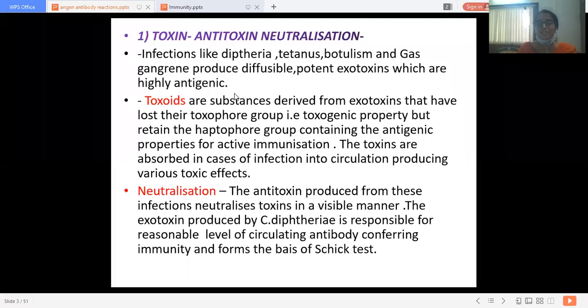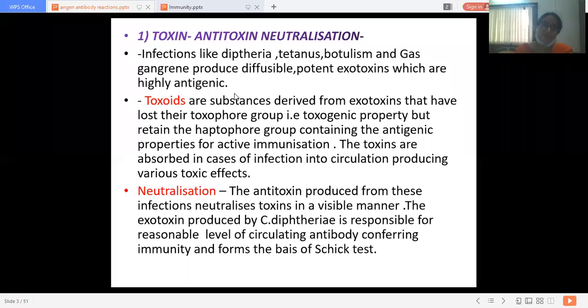So what is the Schick test? It is the test for previously acquired immunity against diphtheria, using an intradermal injection of diphtheria toxin. So that is the Schick test. It forms the basis of the Schick test, that is the neutralization reaction.